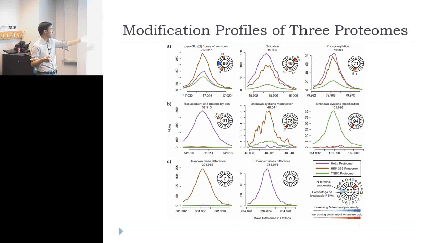So for example, this was not annotated in Unimod, but we saw this mass 52.913, and just consulting a periodic table and seeing that it's associated with these charged amino acids, we thought, okay, it's likely to be iron. And then there are all these unknown cysteine modifications. Cysteine is just so reactive that we see in many cases unknown cysteine modifications.